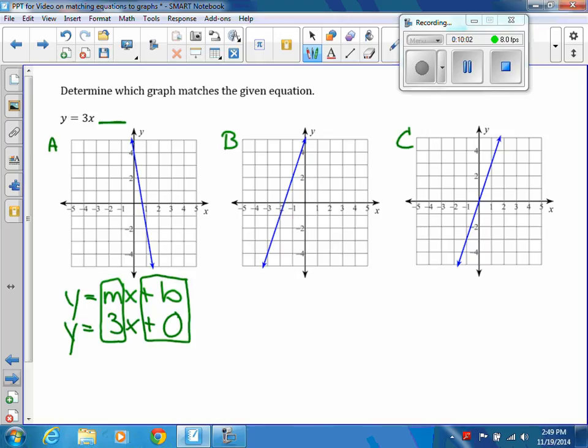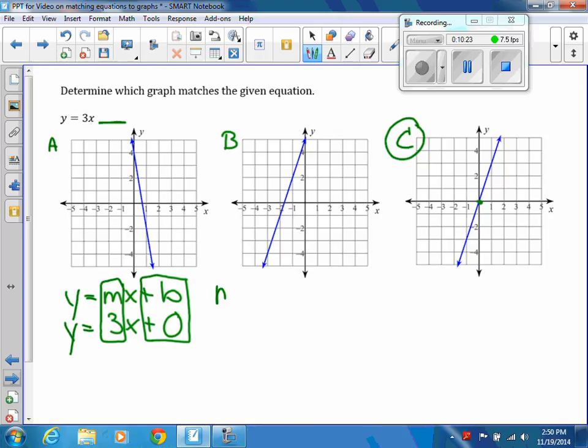So my graph should go right through the origin. It should go right through the center because that's the only place where 0 is. So the only graph that does that is this one right here, because right there in the center is where my y-intercept is. And again, we can double check the rest of this by our slope.